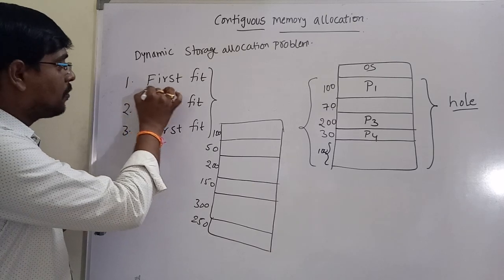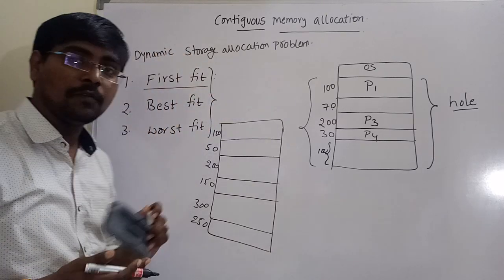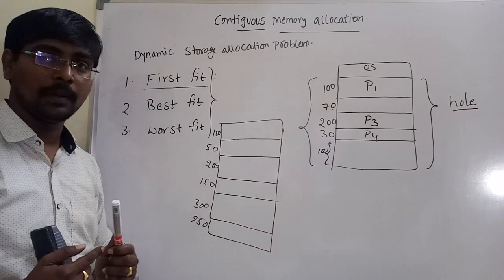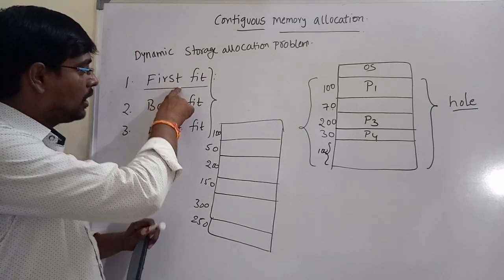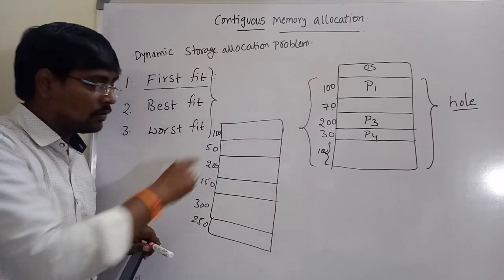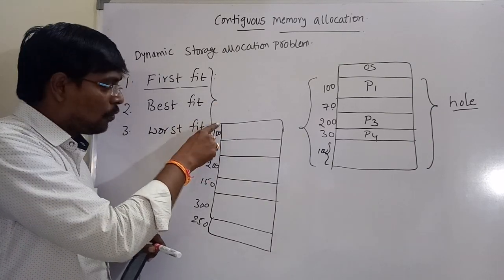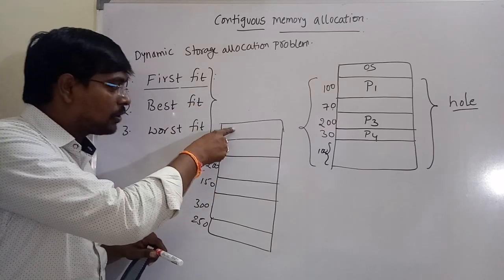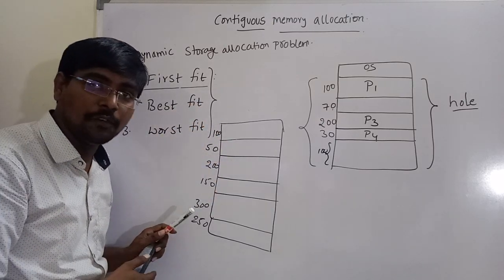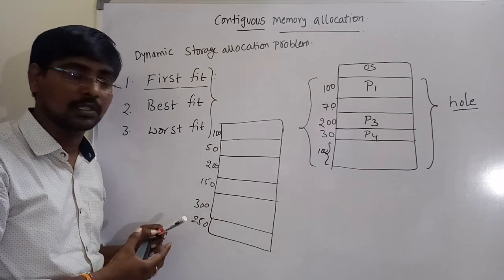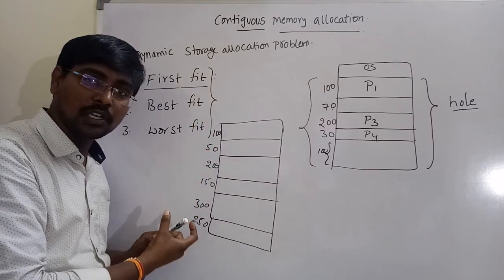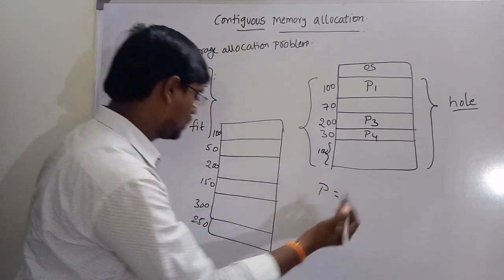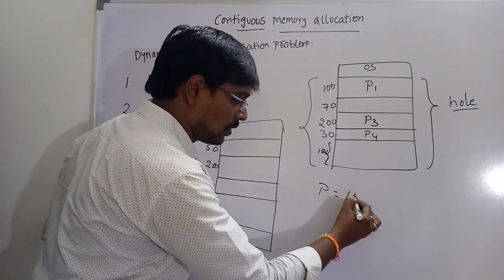First, follow the first fit approach. What is the first fit approach? Whenever a process requests memory, in first fit we search from the starting. Assume we are searching from the first free hole. If the hole is sufficient for the process, we allocate it. Suppose a process of size 150.